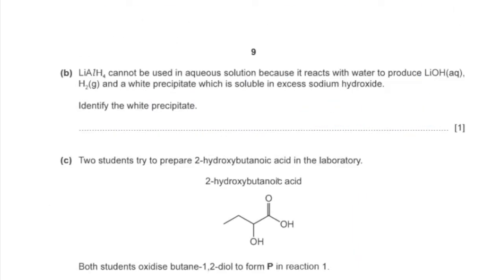Part B, LiAlH4 cannot be used in aqueous solution because it reacts with water to form LiOH. So LiAlH4 reacts with water to form lithium hydroxide plus hydrogen and a white precipitate which is soluble in aqueous sodium hydroxide. So this could be aluminium hydroxide. Identify the white precipitate, so it's aluminium hydroxide.